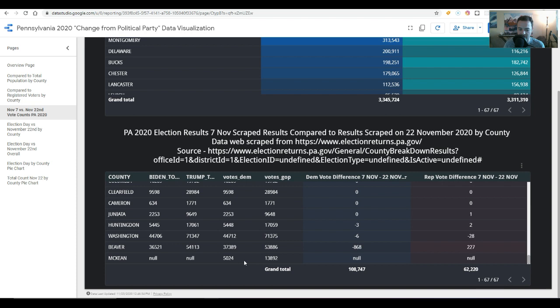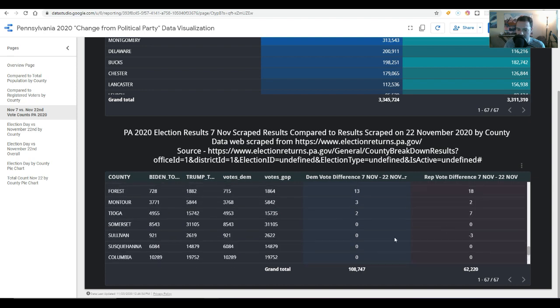So that's actually kind of interesting. And that might have been a flaw in my data collection, or it could have been a flaw in, I don't know what. But for whatever reason, there's null values for that. And then over here in Beaver County, there's actually a negative difference between the 7th and the 22nd, where almost 900 votes got knocked off. Then over here about minus 30.